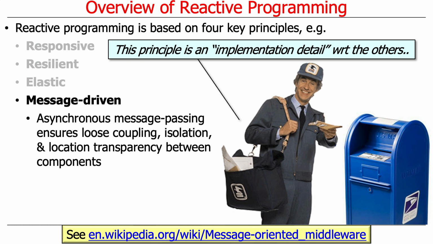And then the fourth principle, which is a little different from the others, is message-driven. The other ones are really like quality attributes: responsive, resilient, elastic. Message-driven is really more of an implementation detail. It talks about the means by which this platform is implemented and the other principles are achieved. So message-driven means asynchronous message passing, which gives you loose coupling, isolation, location transparency, and so on and so forth. This one is less important in some sense, but it's the way that things typically work under the hood.